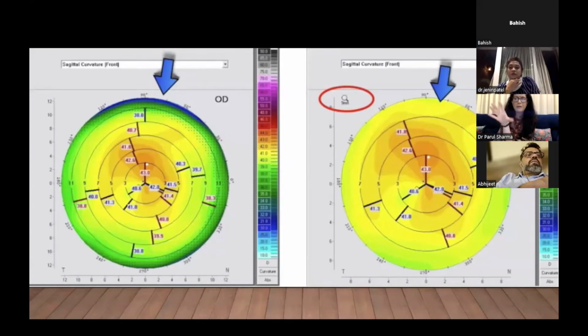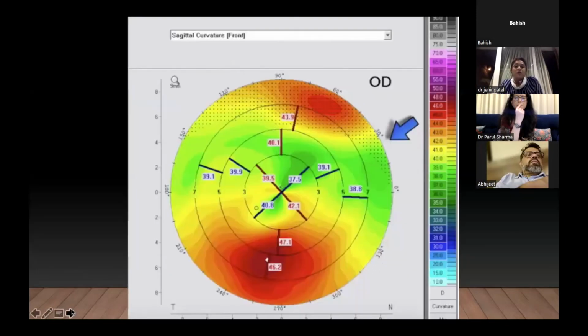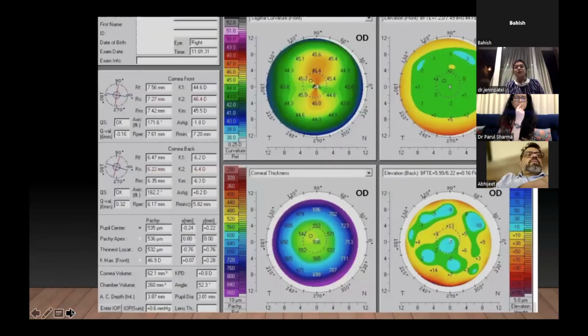How to know if the scan has been taken properly or not is the QS value. If your scan is not good enough to be taken into consideration, the machine itself will tell you that it needs to be redone. So this is the extrapolated map, and such a map will definitely not be taken into consideration.